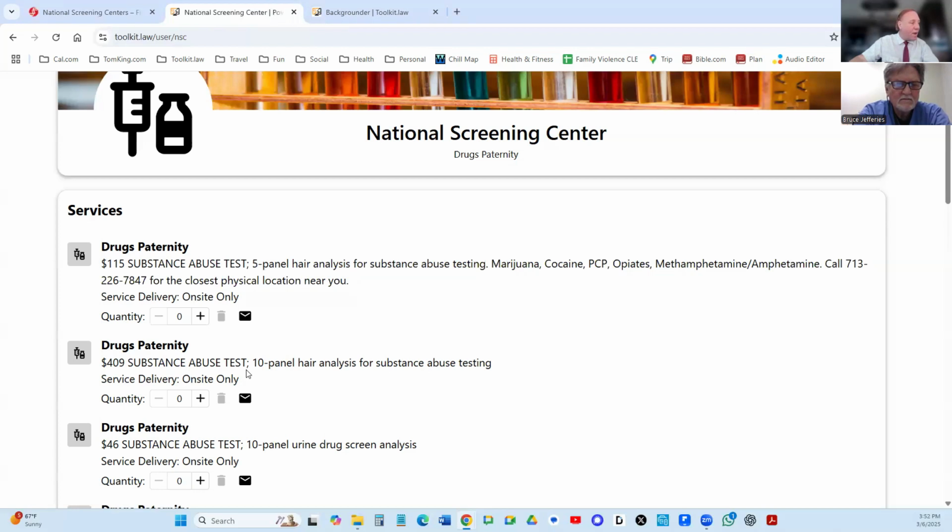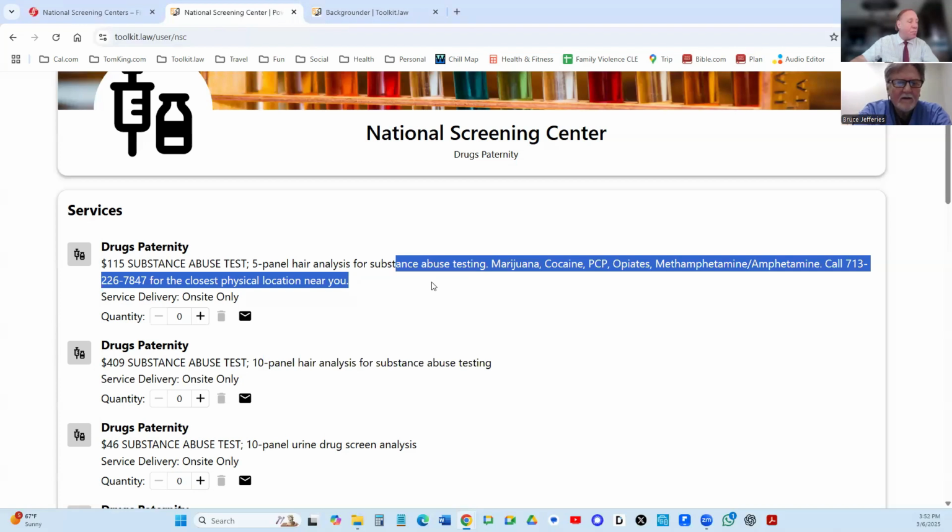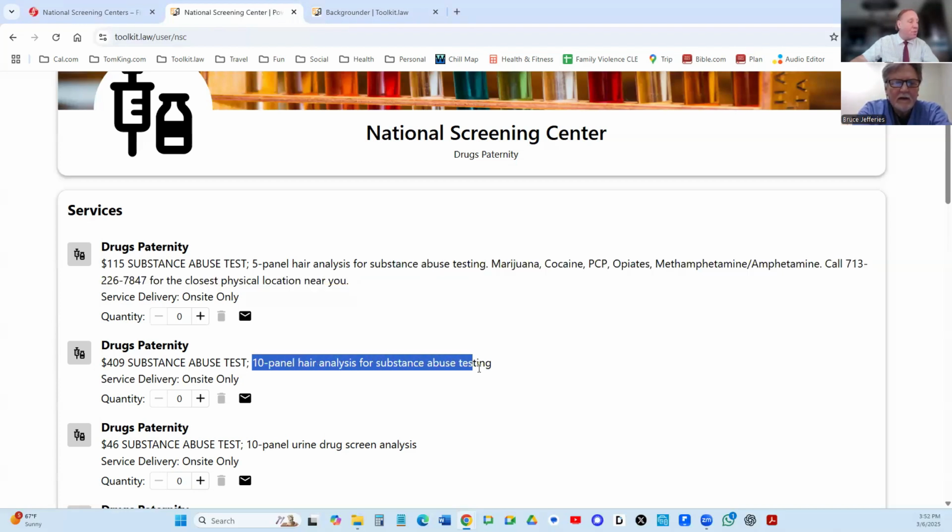Next, I see below here a 10-panel hair analysis for substance abuse testing. What does it test for? The same things? I see that we don't list all the substances here, but it's got to be those plus more, I would think. Yeah, you're kicking it up a notch. Again, this is a bigger panel. It costs a little bit more, gives you more information. You're talking barbiturates, benzodiazepines, methadone, and all the other drugs listed above.